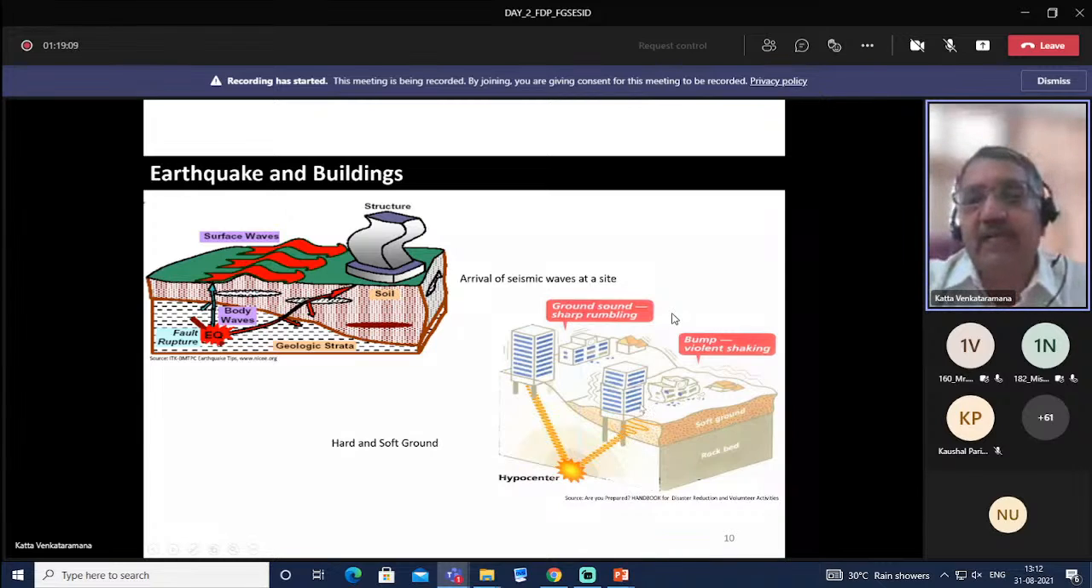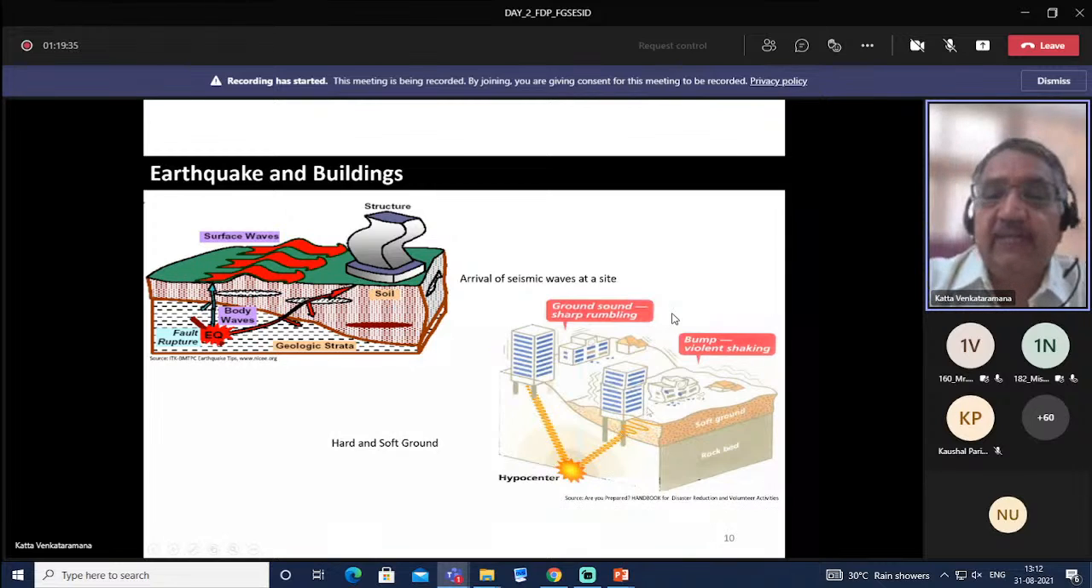So the buildings located on soft soil without proper foundation details may experience heavier damage. Thus, earthquake waves travel hundreds of kilometers within the earth and a few kilometers through soft soil. So these waves get more amplified when they pass through soft soil, and structures may get damaged.